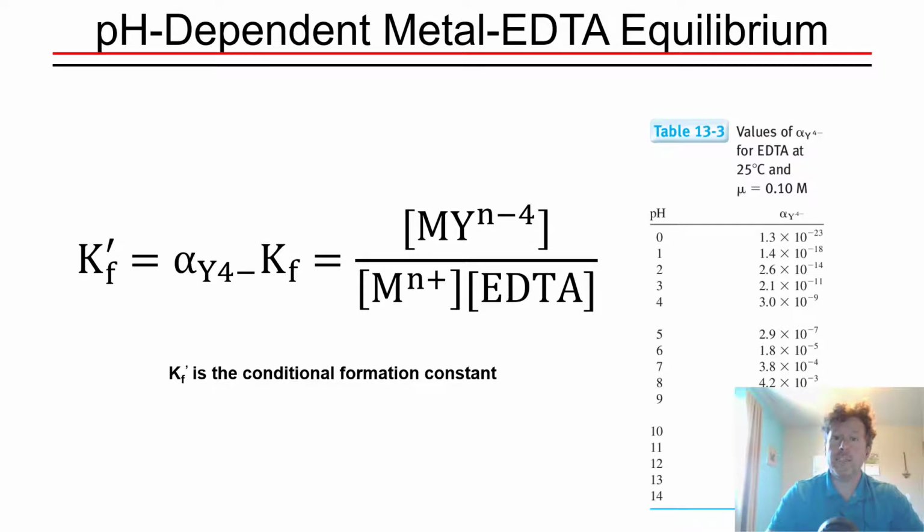So in today's lectures, we're going to specifically highlight how during an EDTA titration, we can use the conditional formation constant to calculate the concentration of free metal cation at any point during the titration. And the plot of the metal cation concentration versus the volume of EDTA added is broadly what defines the EDTA titration curve.